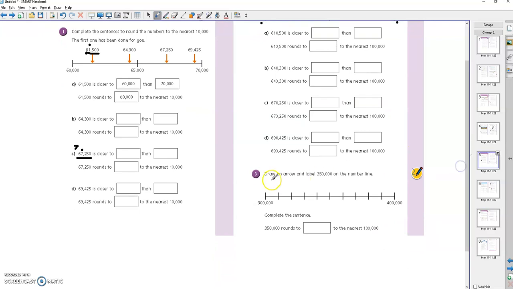Then we've got here, so it's asking you to draw an arrow and label 350,000 on the number line. So you've got 300,000 and 400,000. So where would that go on the number line? And what does it round to the nearest 100,000? Remember, when we're rounding to the hundreds of thousands, we're now looking in the tens of thousands column, and we may change or leave the same the hundred thousands column.